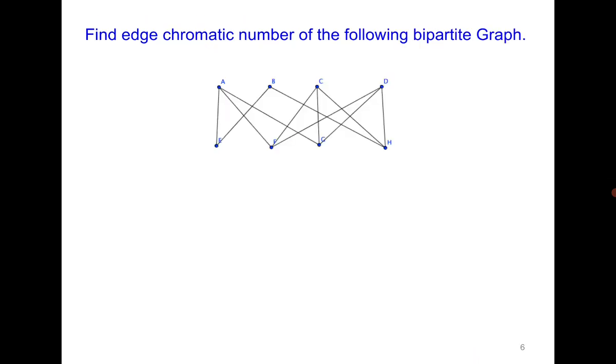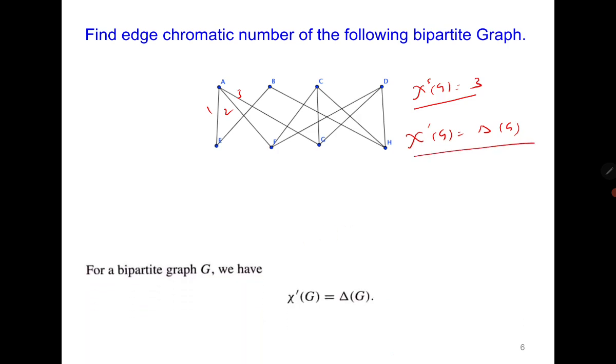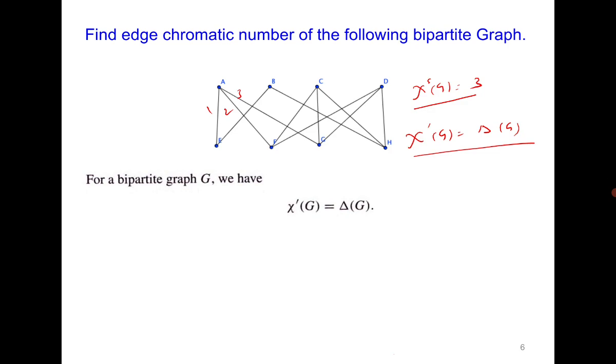Find the edge chromatic number of the following bipartite graph. So if you try it, you can start with any vertex with maximum degree 1, 2, 3 and then try to see each adjacent edge one by one, and you will see that it comes out to be 3. And the more important observation is that for a bipartite graph, the edge chromatic number is equal to delta G. So we will quickly see the proof of this theorem.